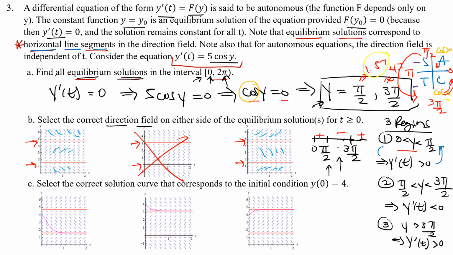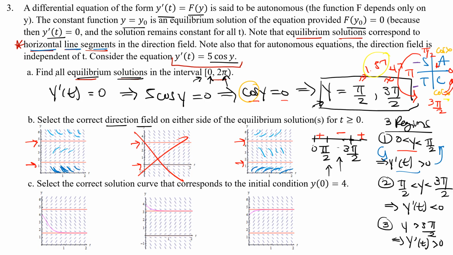We said in that first region, our derivative function was positive. So that means between 0 and pi over 2, below pi over 2, the little line segments should be increasing. And yes, we can see here they're increasing, but over here they're decreasing. So it looks like it's not going to be that first one.